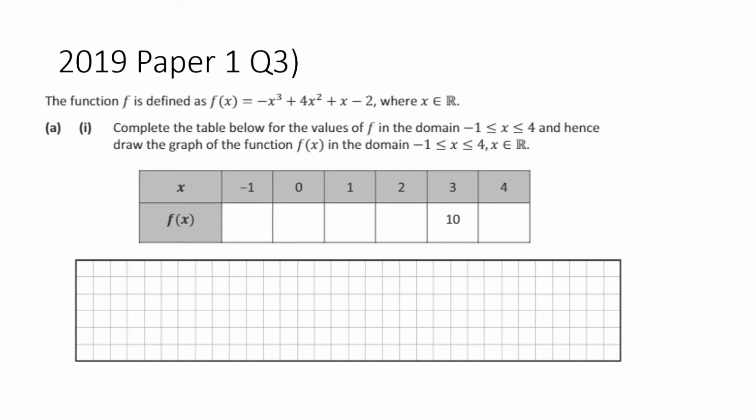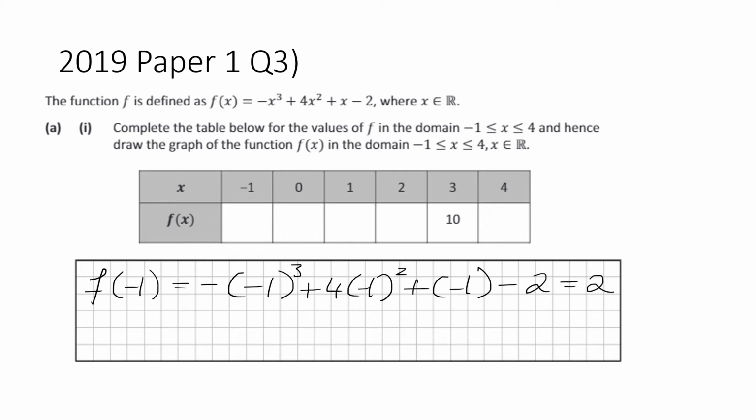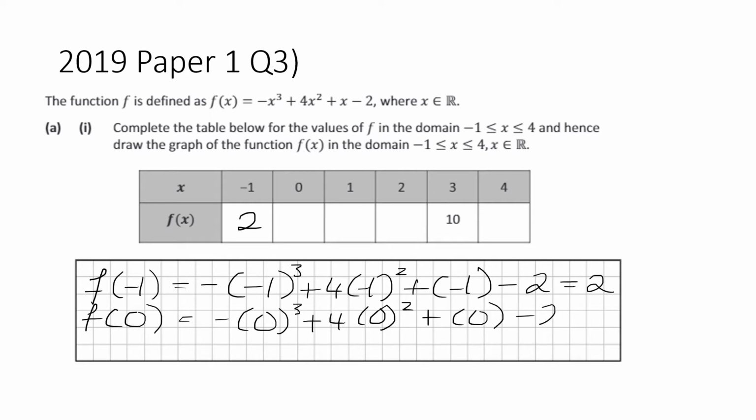If you don't know how to use your calculator, just do it the old-fashioned way of substitution. So sub in minus 1 into your function, into minus 1 cubed plus 4 times minus 1 squared plus minus 1 minus 2, and then you'll get your answer then, which is 2, just by putting it normally into your calculator. And you can do that for each one if you would rather do that. You can do it that way, but using the calculator is obviously the easiest way.